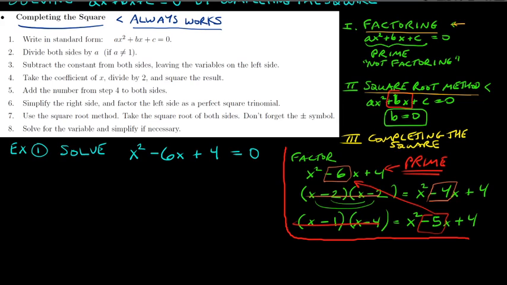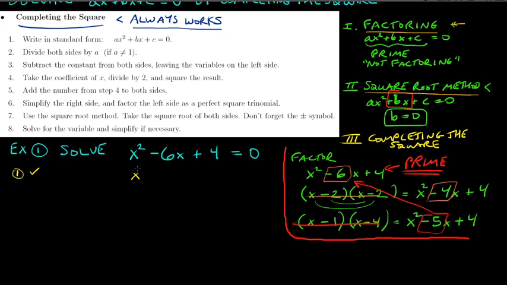Okay, so let's go step by step here. The first step is to write the equation in standard form. I already mentioned this is ax squared plus bx plus c equals 0. I erased the a, b, and c because in this case we don't need them. So it's already in standard form. Step 1 was done for us.